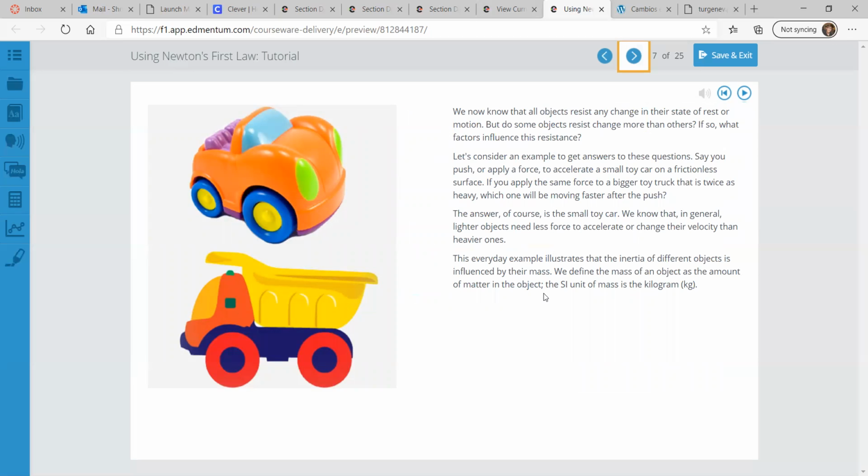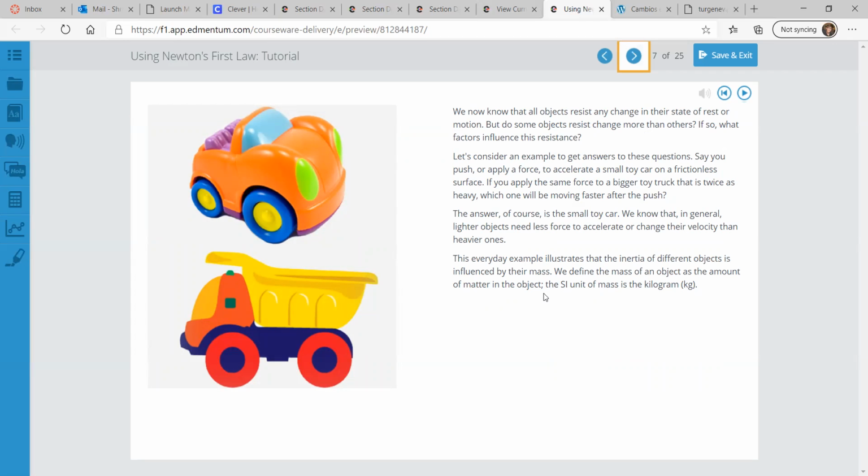We now know that all objects resist any change in their state of rest or motion. But do some objects resist change more than others? If so, what factors influence this resistance? Let's consider an example to get answers to these questions. Say you push or apply a force to accelerate a small toy car on a frictionless surface. If you apply the same force to a bigger toy truck that is twice as heavy, which one will be moving faster after the push?